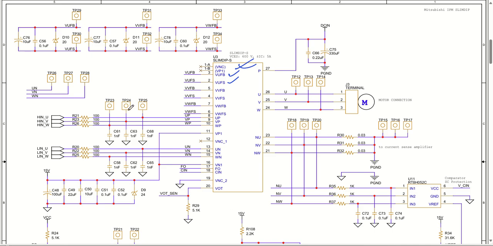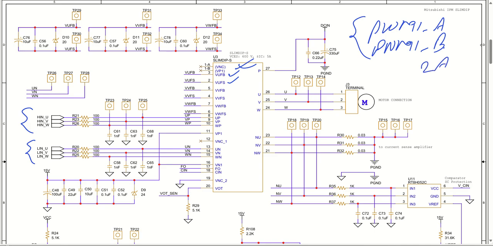Coming back to the other part, this is being driven by high side and low side PWM controllers. We have HIN U and LIN U, so it will be controlled by PWM 1A and PWM 1B. Similarly, the other pairs will be 2A, 2B, 3A, 3B. Understood? This is how a total of 6 pairs of PWM signals will be coming from the microcontroller.